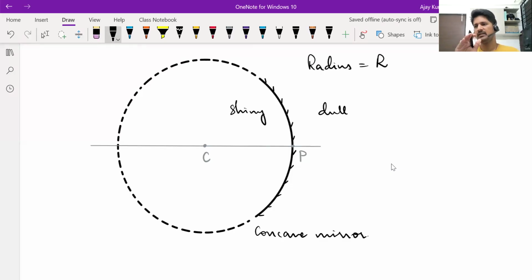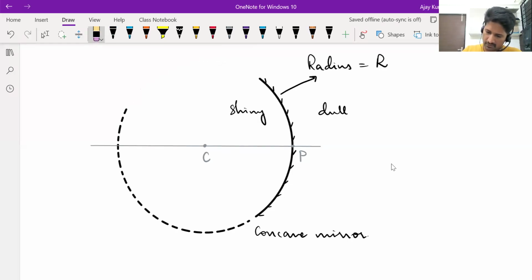Right? So any curved mirror can be assumed to be part of a sphere like this. They won't show you the whole sphere. You can consider that curved surface to be part of a sphere. That sphere's radius itself is called the radius of curvature of this mirror. Yeah, that is R. Okay. Let me remove all these.